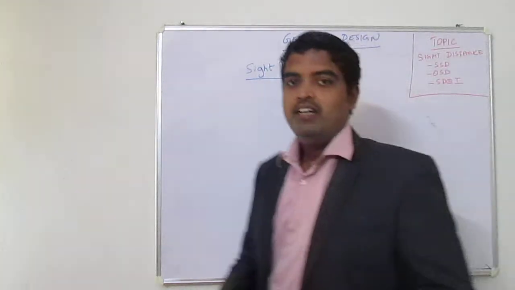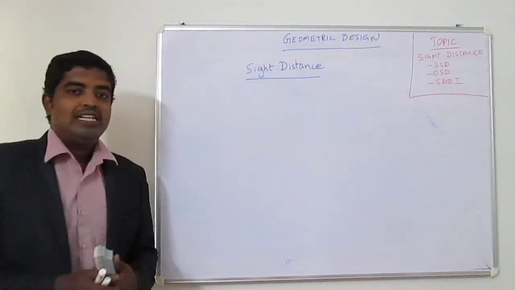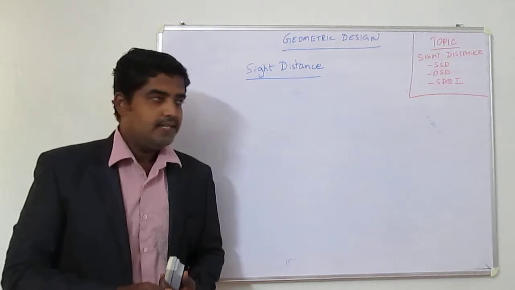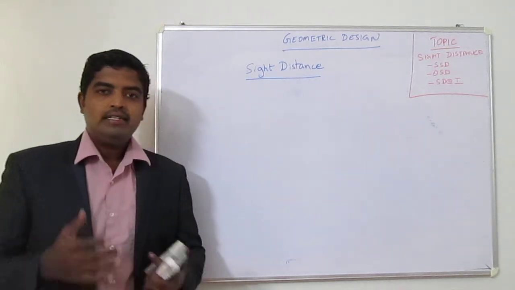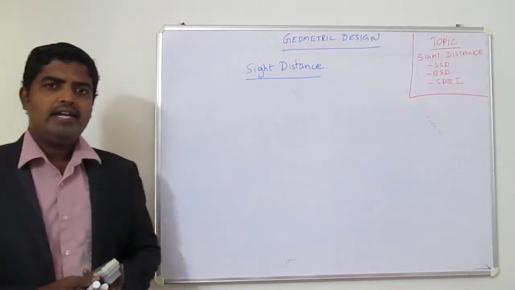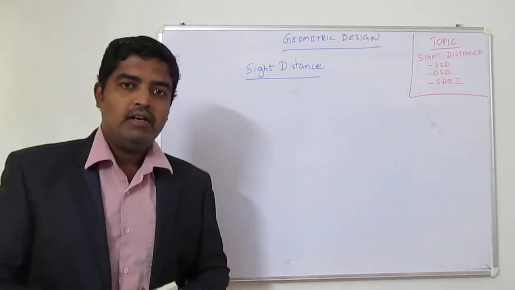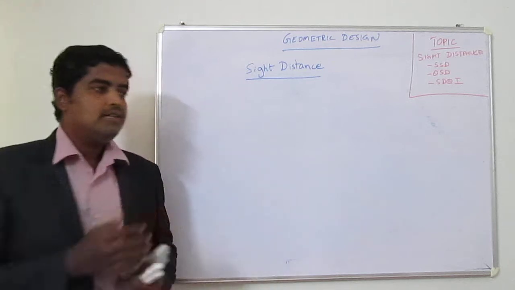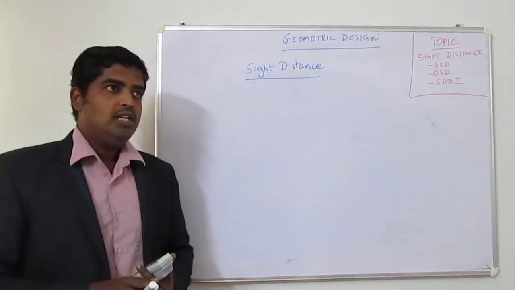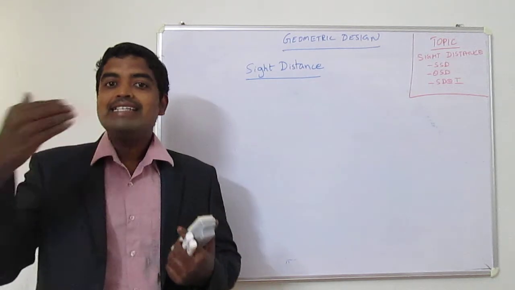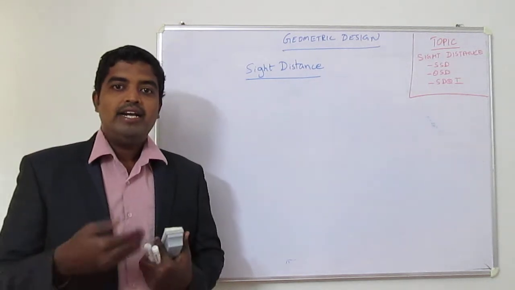Hi friends, today we are going to see about the sight distance in the geometric design. So first of all, what is the sight distance? The sight distance is one of the important factors in the geometric designing of a highway. The sight distance is nothing but how much distance is visible to the driver. In other terms, how far the driver can see so that he can take an action.